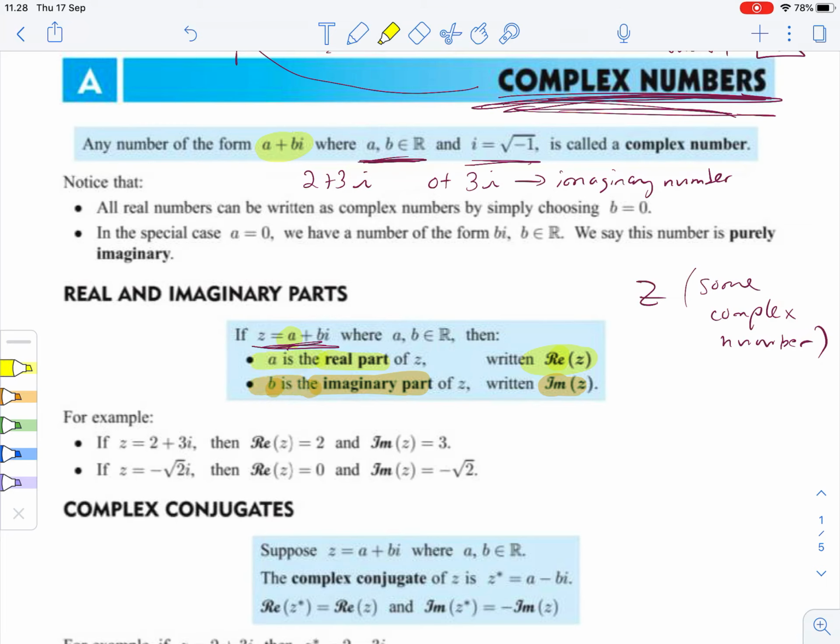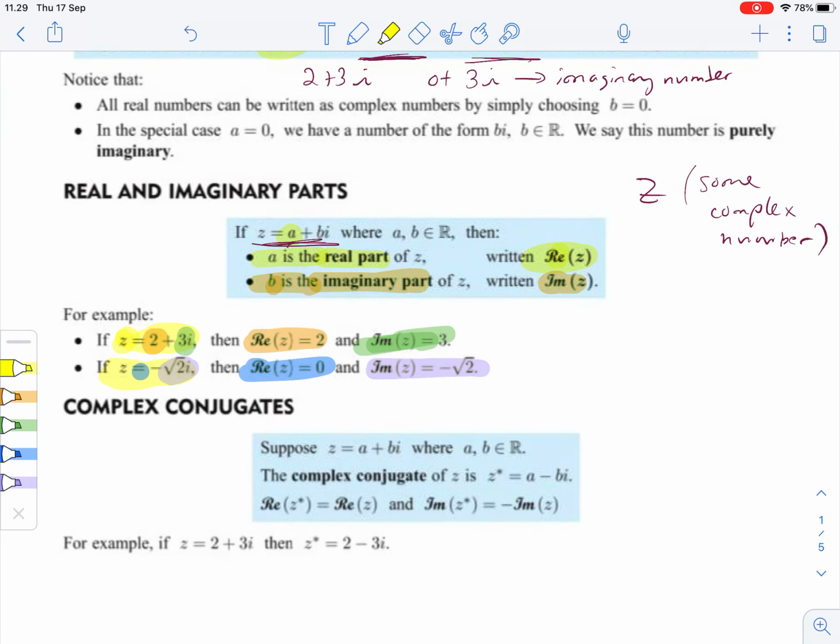So if you look at this example here, z, which stands for our complex number, is equal to 2 plus 3i. Then the real part is 2, and the imaginary part is 3. Another example, if z is equal to -√2i, the real part, even though there's nothing here, well, the nothing is 0, and the imaginary part is -√2.